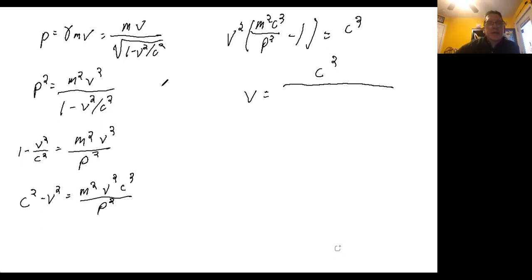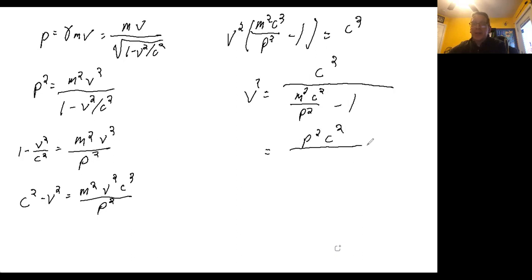Okay, so that's m squared c squared over p squared minus 1. And so we'll multiply everything by p squared. And so we get p squared c squared. So you multiply the numerator by p squared, and then you have m squared c squared minus p squared in the denominator. And so that's how you relate v to p.